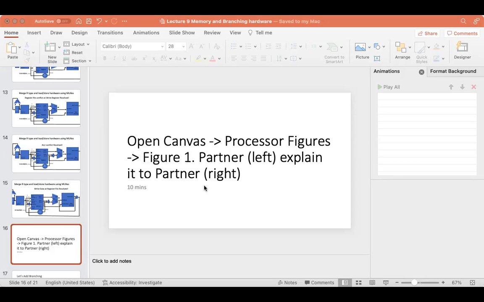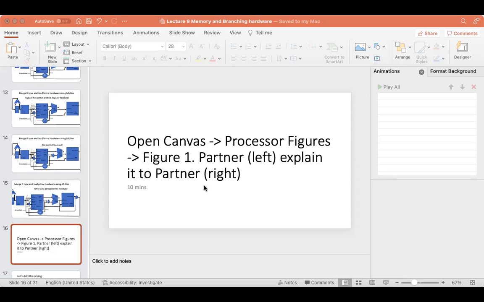If you're done, I would like for you to discuss the branching instruction. Now I can give you a brief insight into the branching instruction. Your branching instruction is also an I-type instruction. Those of you that are done, I would like for you to think about the branching instruction.